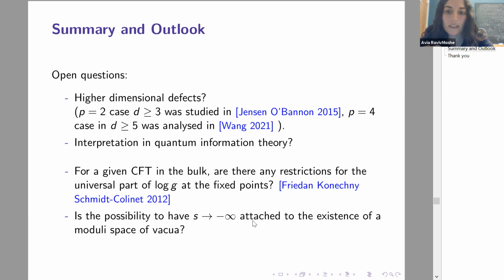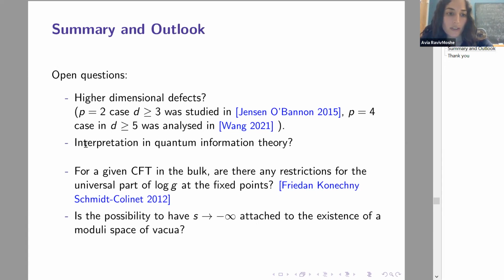Now, similarly, for 4-dimensional defects in a bulk that is in dimensions larger or equal to 5, this case was analyzed recently in a paper by Wang from 2021. He proved the defect A theorem, again, for the coefficient of the Euler density of the defect Weyl anomaly.